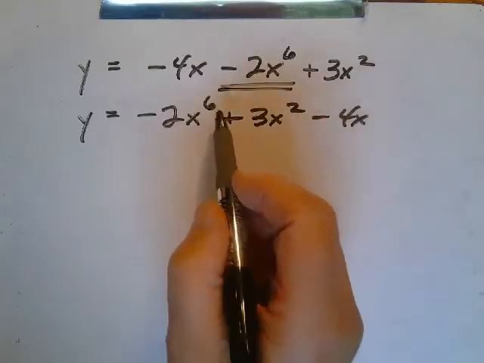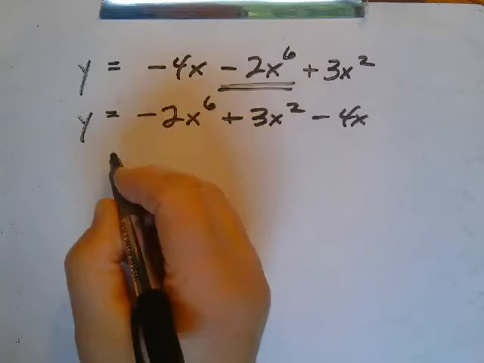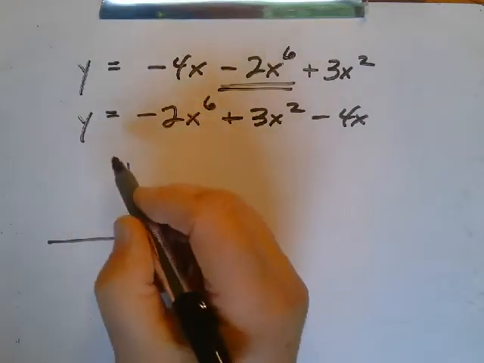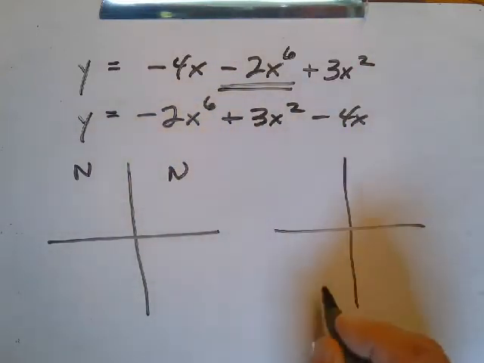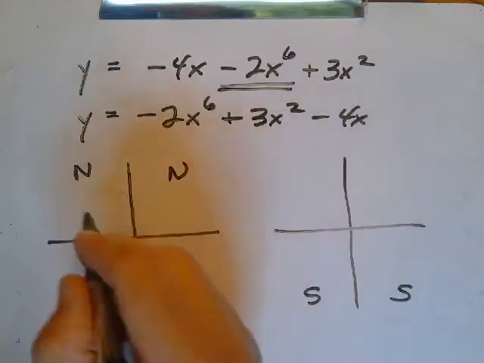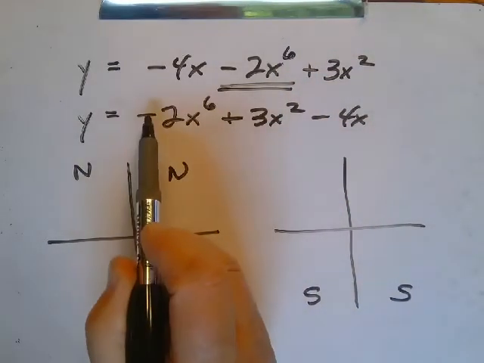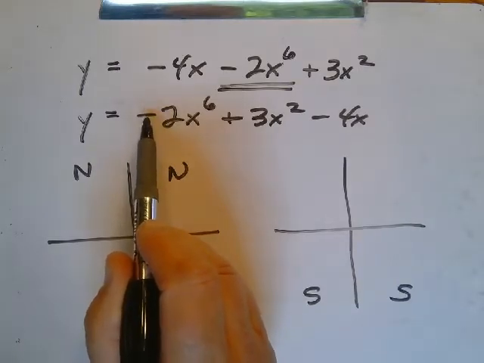Okay. Now I'm looking at whether the exponent is even or odd. Well, it's even, and even exponents mean that they enter and exit in the same hemisphere, either north to north or south to south. Well, which is it? Let's look at the sign in the front. Oh, it's a negative sign. That means, like parabolas, this is going to open down.